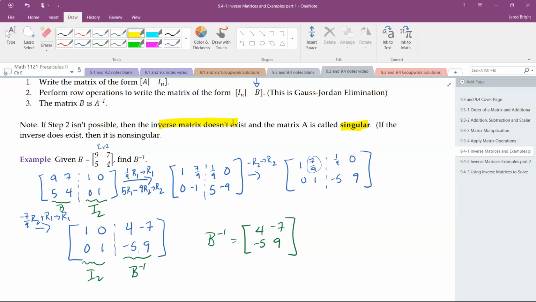So here's one example, and we'll get some more practice with a couple more examples in the next video.